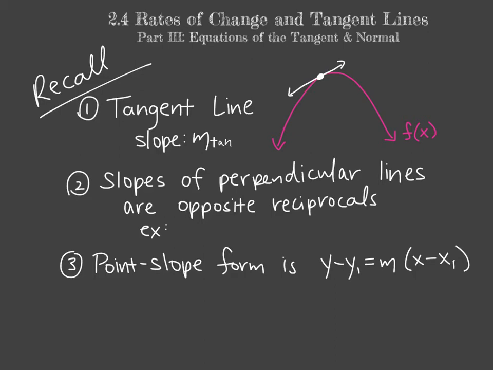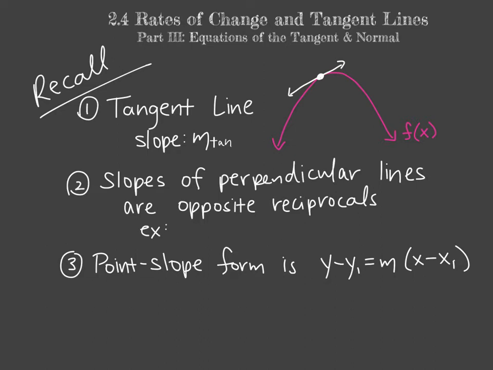Welcome to part 3 of section 2.4. Here we will find how to find the equations of the tangent line and the normal line. These are referred to as just the tangent and the normal. I'm not sure why in calculus we don't use the word line sometimes after these words, but that's fine. But they are both lines.